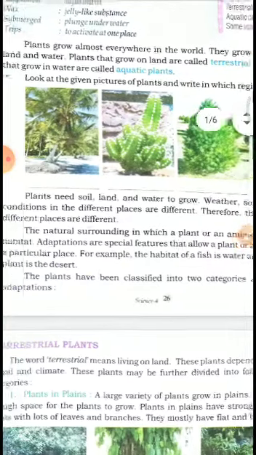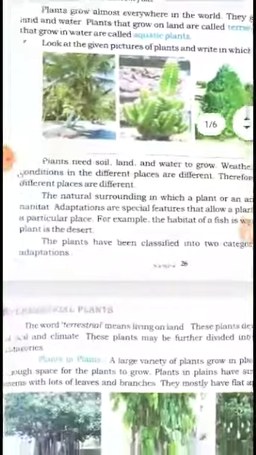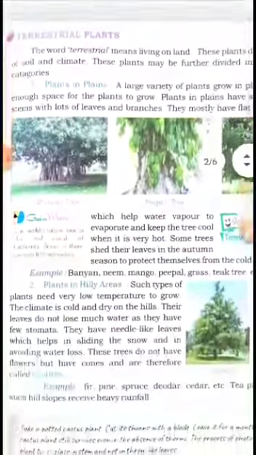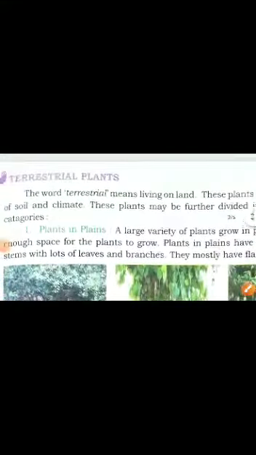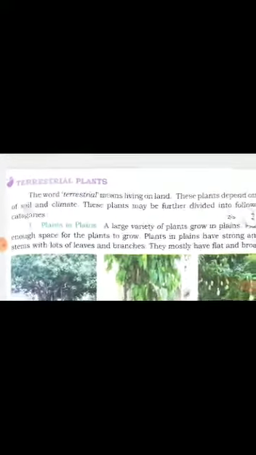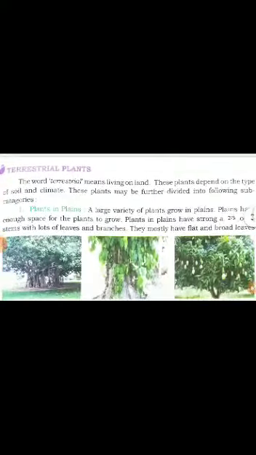Plants have been classified into two categories according to their adaptations. See, children, let us see the first one, which is terrestrial plants. The word terrestrial means living on land. These plants depend on the type of soil and climate. These plants may further be divided into the following subcategories.